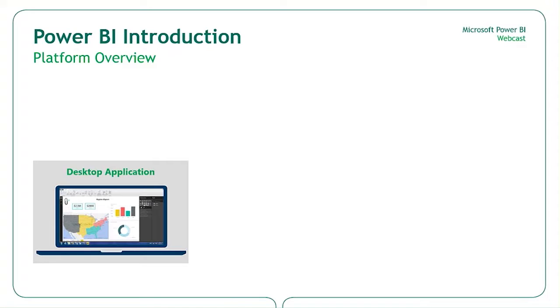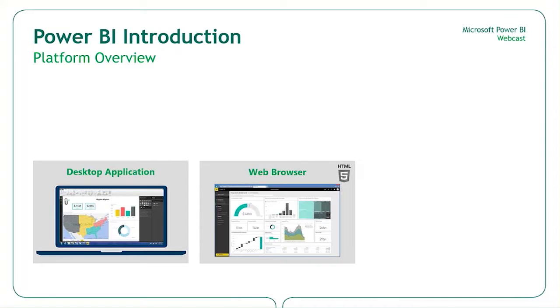Reports are saved locally on the user's machine as PBIX files. From there, a user can take his or her Power BI desktop file and publish it to the Power BI online service, accessible from app.powerbi.com via a web browser. Whether that web browser is Internet Explorer on your laptop, Safari on your iPad, or Chrome on your Android smartphone.